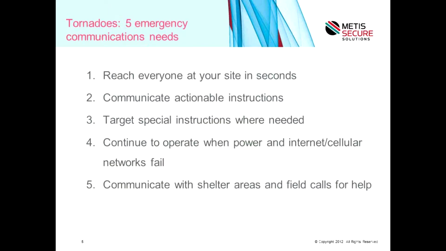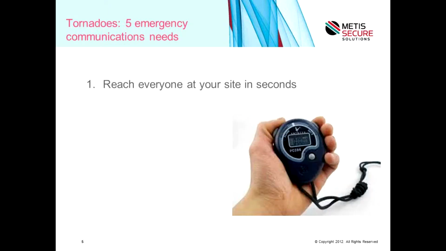With that in mind, here are the 5 baseline things you need from an emergency communication system. These capabilities help you maximize your ability to protect your people and your site in a tornado or other emergency. Modern facilities-based emergency communication systems should provide all 5 of these capabilities. We will show you one of the systems in a little bit, but first, let's look at each critical emergency communications capability in more detail.